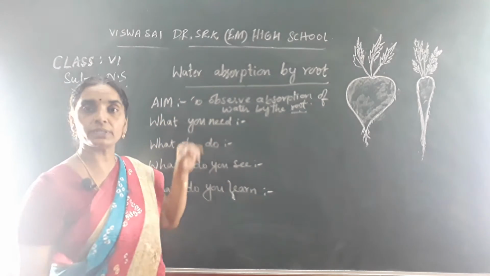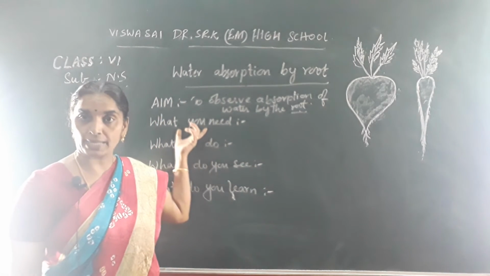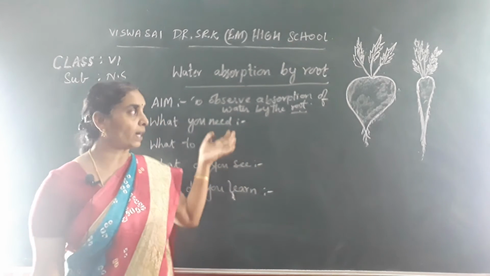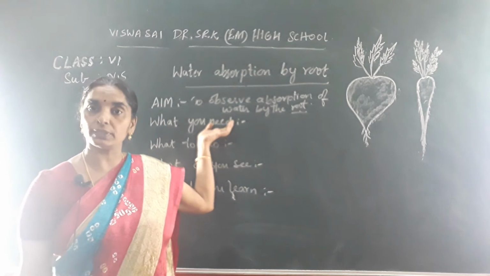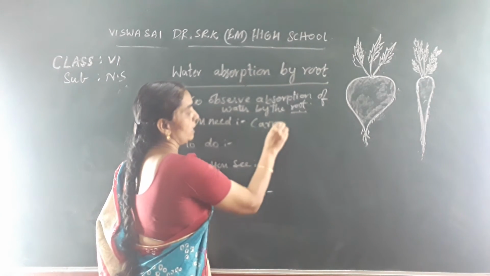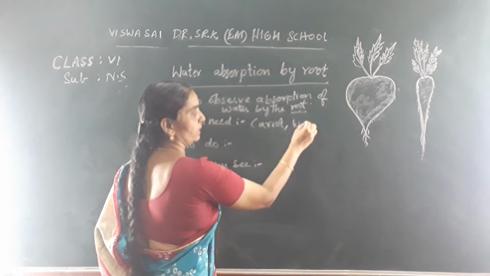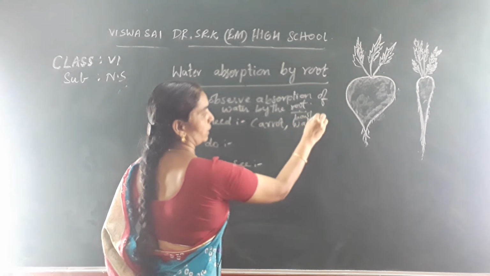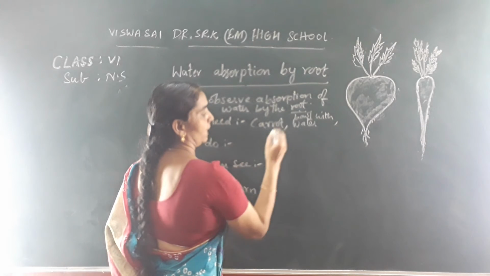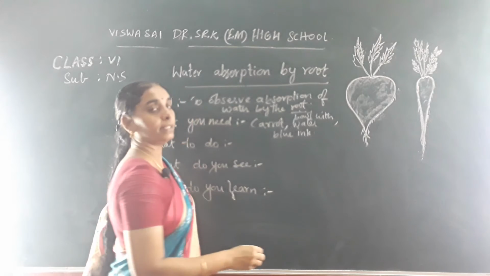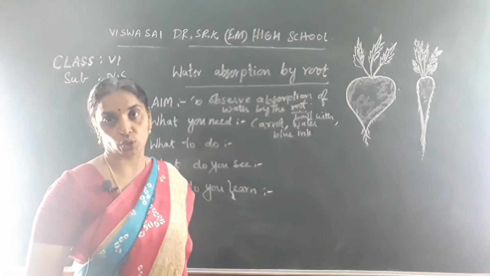Okay, so what do you need for this experiment? That is apparatus or materials required. It is also called materials required. So what are the materials required for this experiment? You need a piece of carrot and a bowl with water, and next blue ink. You need blue ink to prove whether the water is being absorbed or not.